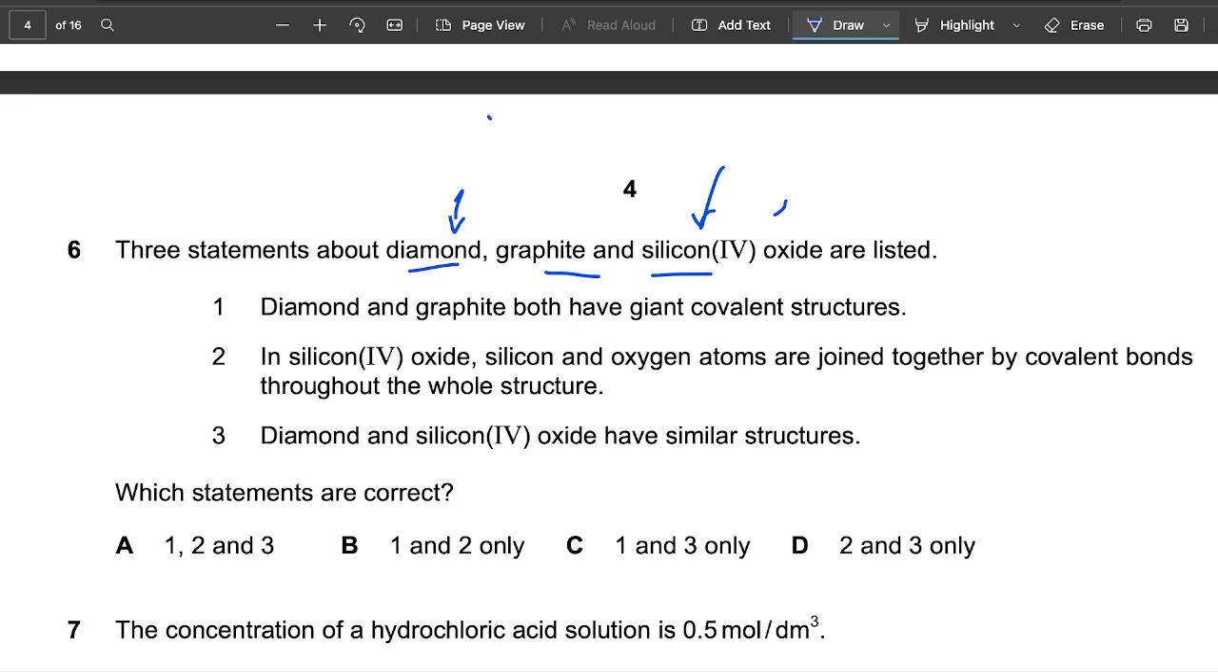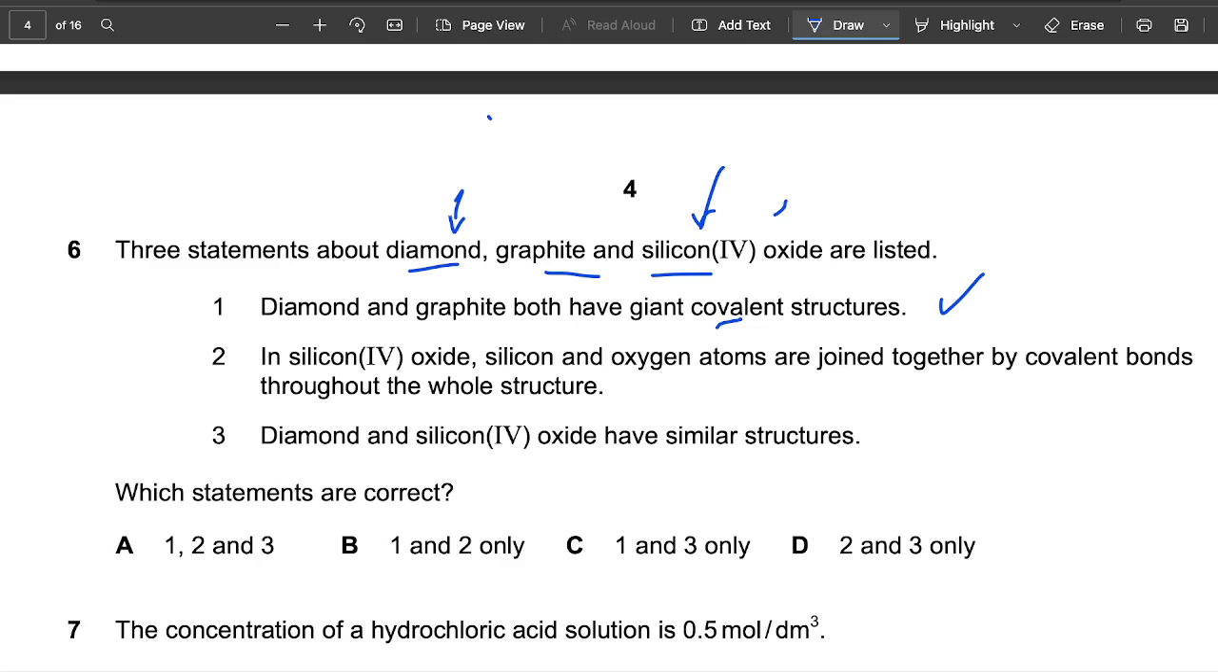So here it says diamond and graphite both have giant covalent structures. Do they have giant covalent structures? Yeah, that's true. We just said it, they're giant macromolecular structures, so that is correct. And they all have covalent bonds, so that's something that you need to know.